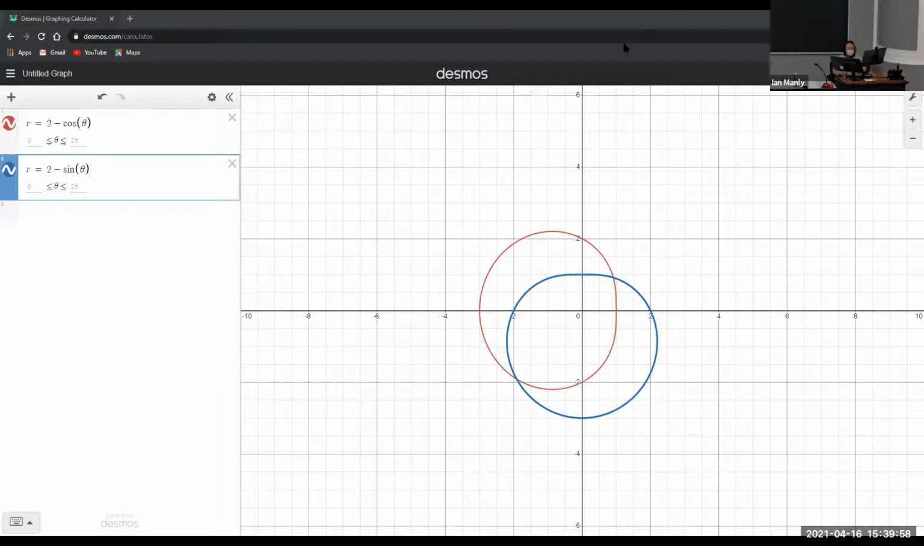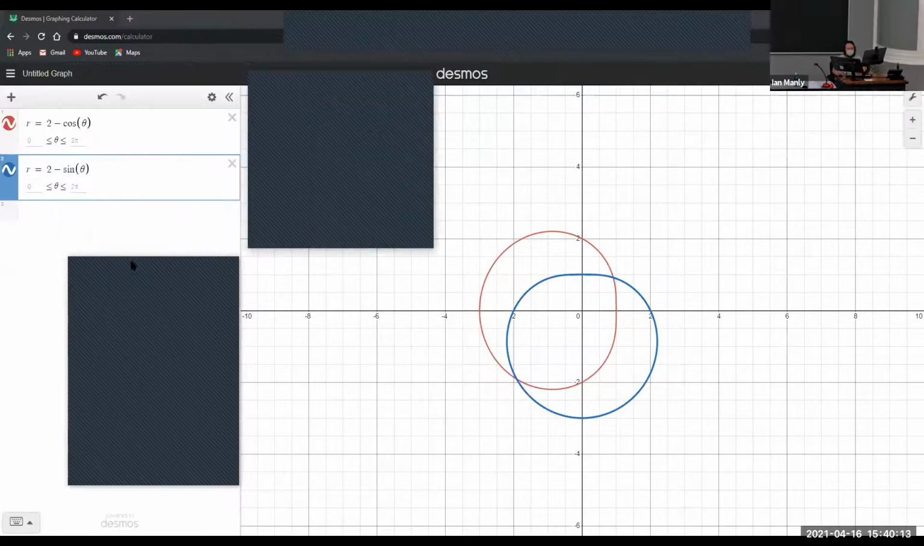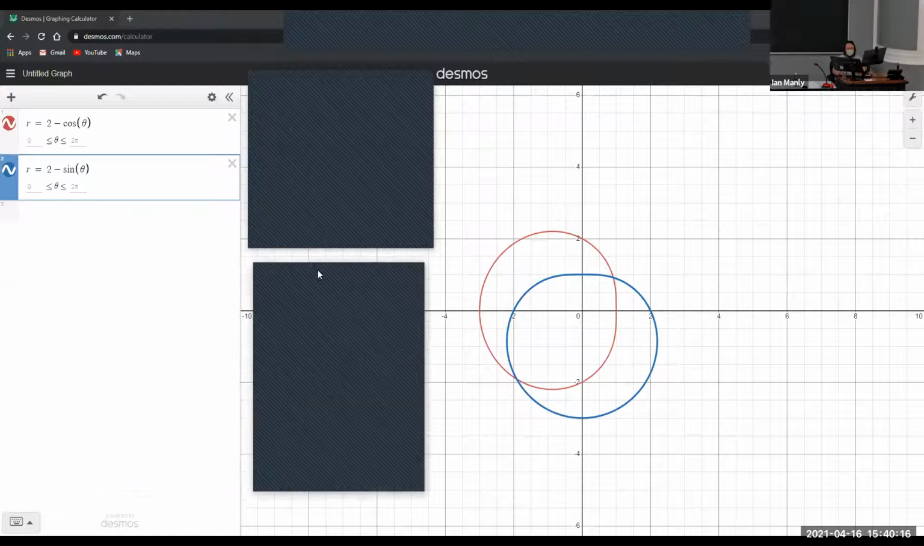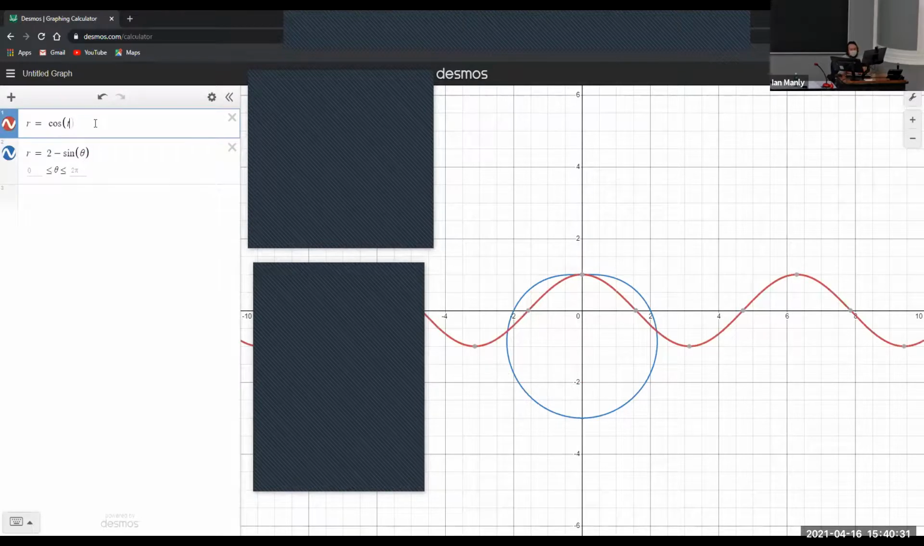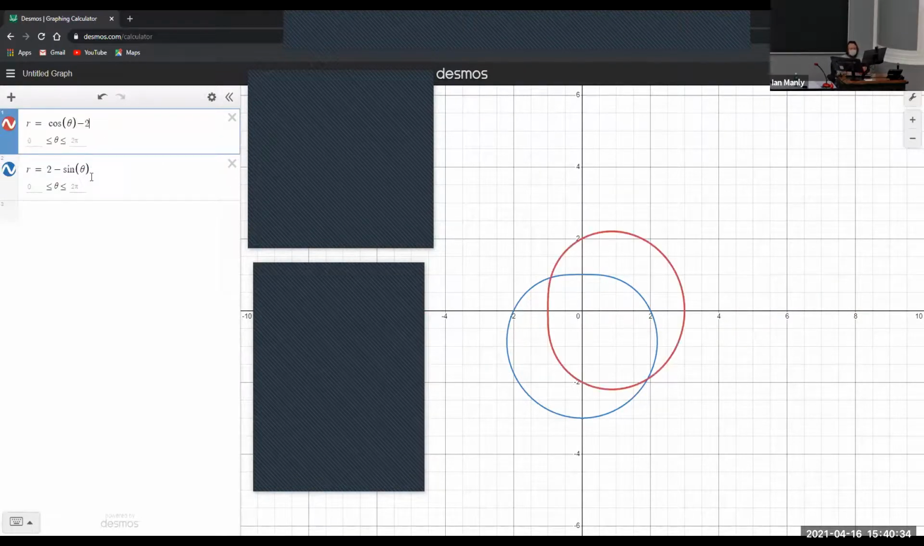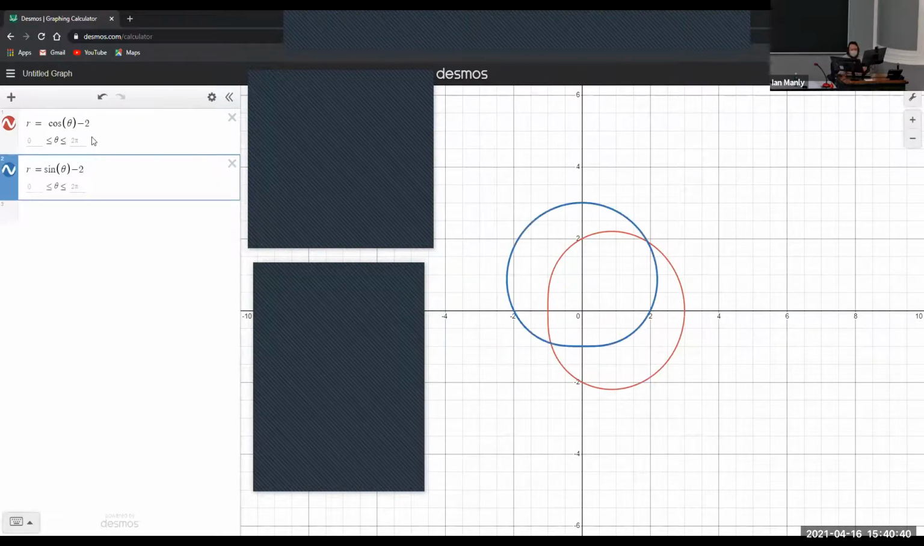Okay, can everyone see the Desmos plot here? All right. So our goal is to find the area within these two curves right here. Is it a minus 2? Oh yeah, I was playing around with this. It ends up being the same thing, but yes, we have cosine theta minus 2, and then sine of theta minus 2. There we go.